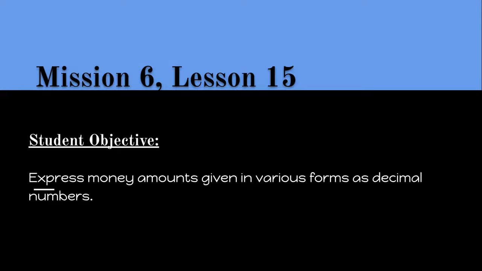Mission 6, Lesson 15, where our student objective is to express money amounts given in various forms as decimal numbers. So, what we're doing today, money. We're going to be looking at money and how that relates to decimals, and then maybe adding some money up and putting it in decimal form. Let's take a look at an example together.